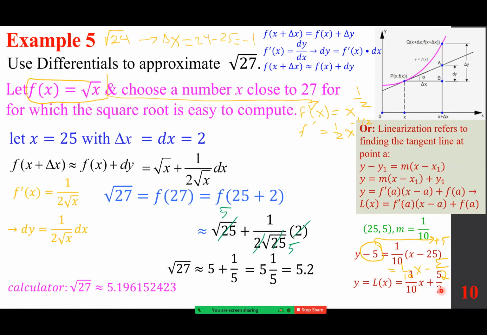And now what do you want? Square root of 27, f of 27. So replace the x in here with 27, and you get the same answer. I'll leave it for you to finish it. You get exactly the same answer, everyone.